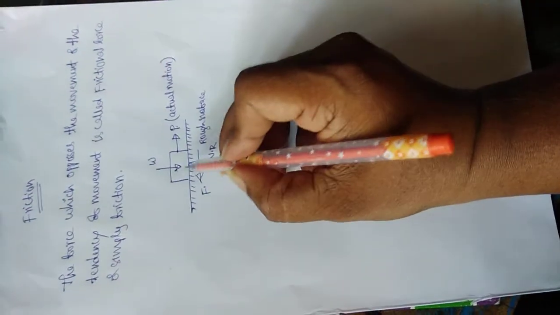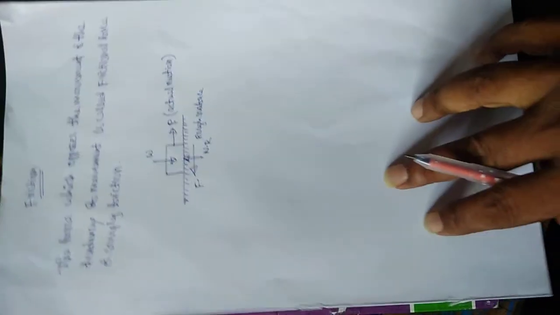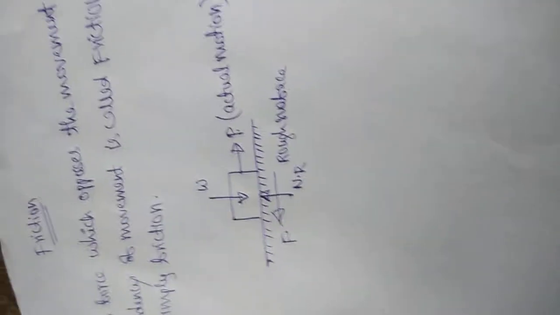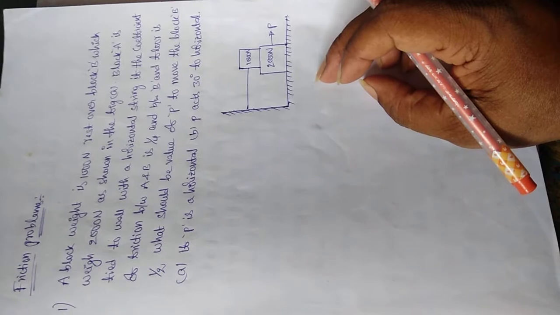The block is on a rough inclined plane. By using this diagram, we are going to solve different problems of friction. So this is the problem which we are going to solve.